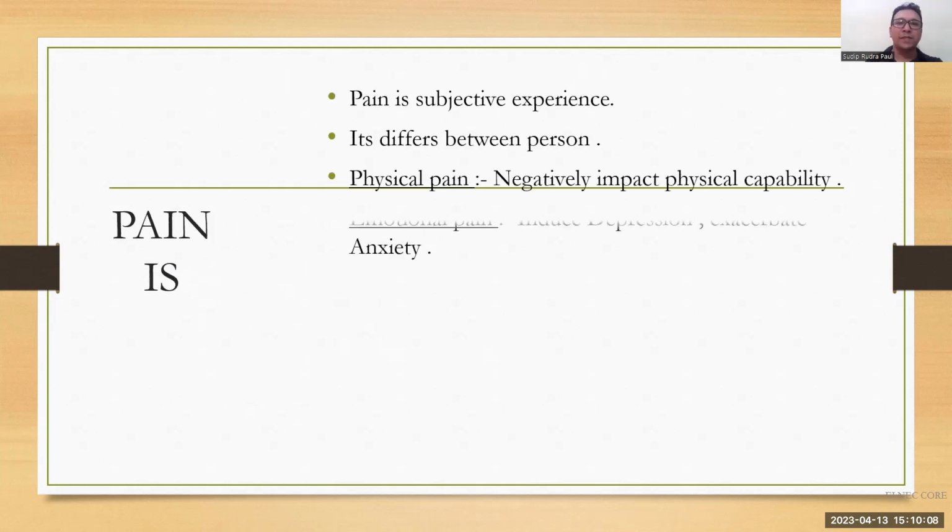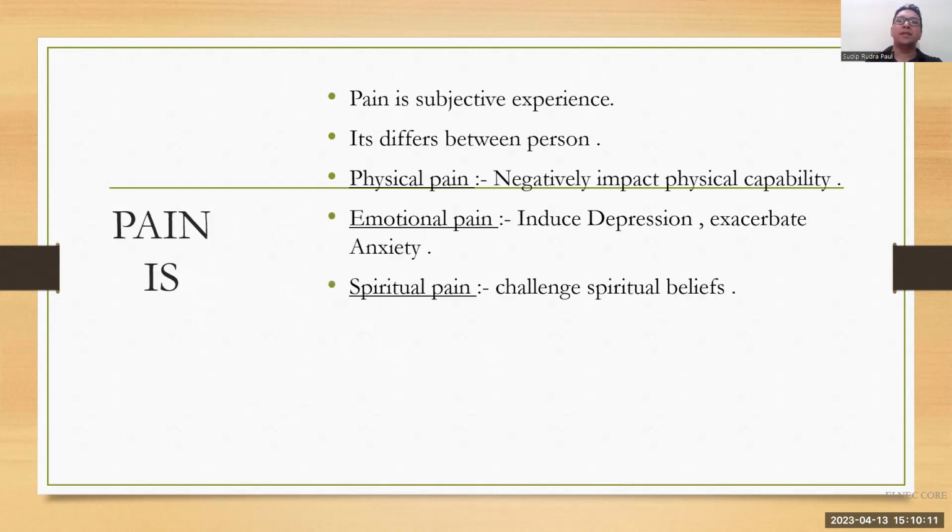Now, what is pain? Pain is a subjective experience. We cannot see somebody's pain. We cannot see somebody's feeling of pain. We can see the patient's grimace, the patient crying, the patient telling us that he is in pain. We can see some uneasiness, some restlessness, but how much intensity of pain the patient is having, we cannot see. So pain is always a subjective experience, and it differs from person to person. Maybe with the same diagnosis, two patients of the same age group may not have the same intensity of pain.